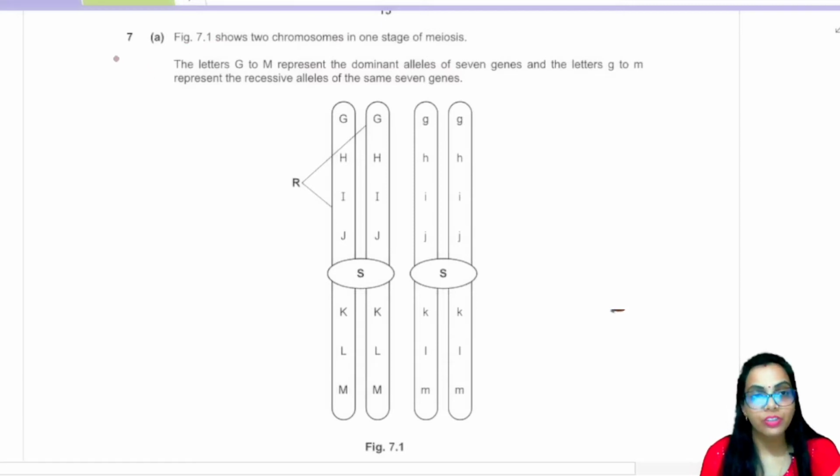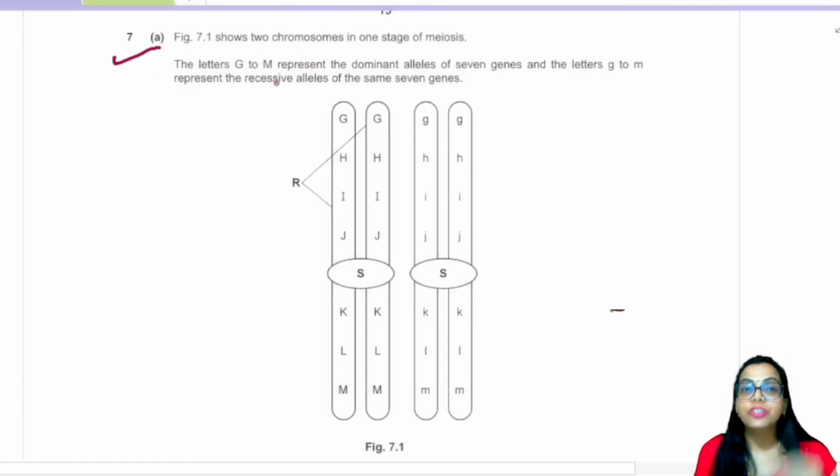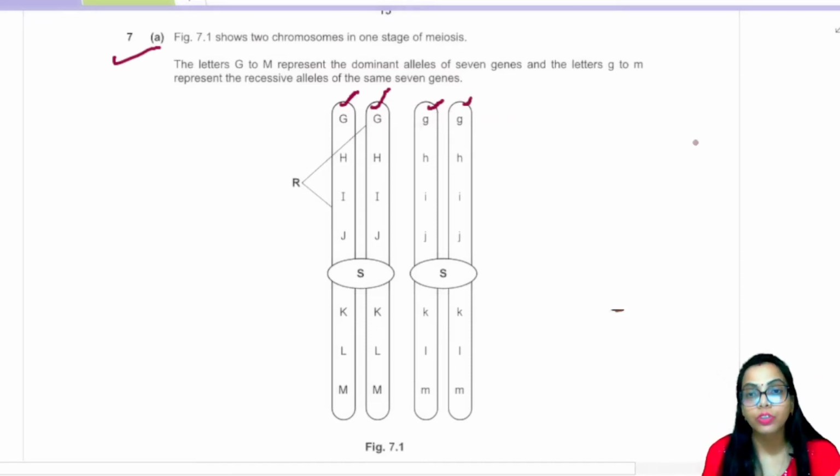Okay, now move to the second question, that is question number 7. The letters G and M represent the dominant alleles of 7 genes, and the lowercase letters represent the recessive alleles of the same 7 genes. So these are the two chromosomes, and these capital G, capital H, capital I, capital J all show the genes, okay, 7 genes. The dominant genes are capital, and the small ones show the recessive genes, of the two different chromosomes. Now what is the question?